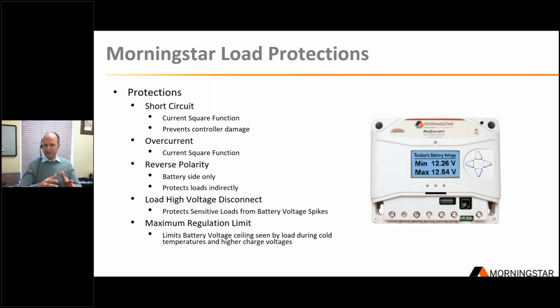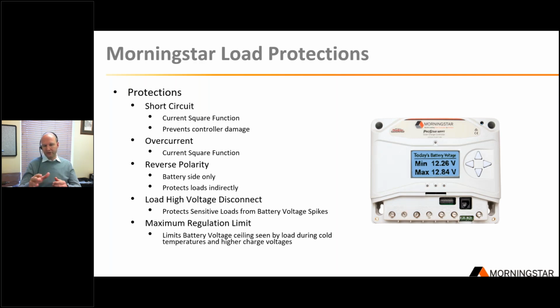damage. These are not replacements for properly protected wiring with circuit breakers and fuses, which are necessary to prevent wiring and system damage, and in some cases fires or catastrophic short circuits. These protections are there to protect the controller itself. With the short circuit, when I mentioned it's a current square, that means the higher the current, the quicker the controller reacts. We can handle little bounces in overcurrent, but if you see a short where you're seeing instantaneous 50, 100 amps on the load side, we know to react really quickly, and we'll protect against system damage from that short circuit.